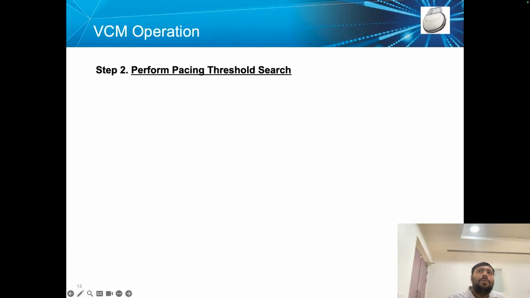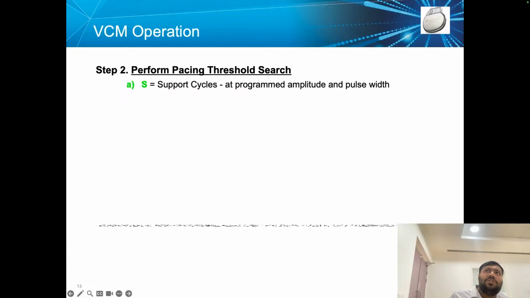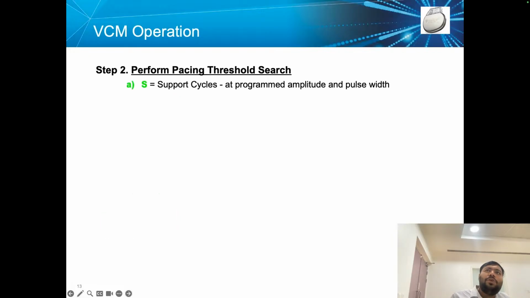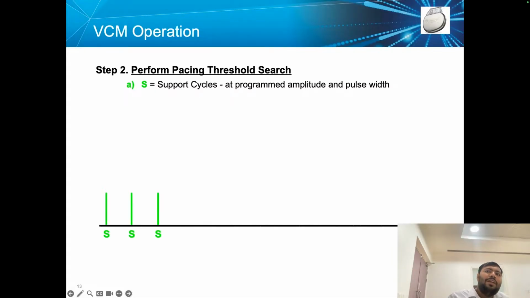The second thing is step number 2, perform pacing threshold search. Here is an interesting thing. We can see how the device is going to check. Before checking the threshold search, the device will give 3 support cycles. Why? If we directly give the test pulse, we don't know whether the patient may have a PVC or undersensing may happen. This will compromise the capture assessment, whether it's a true capture or not, so we can't analyze.